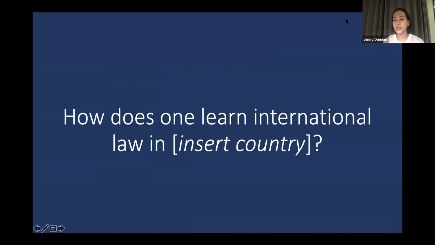How does one learn international law? Or how does a lawyer learn international law in her country? And in my view, the answer to this question shapes the spread and ownership of international legal doctrine and the development of international legal doctrine in a given place.